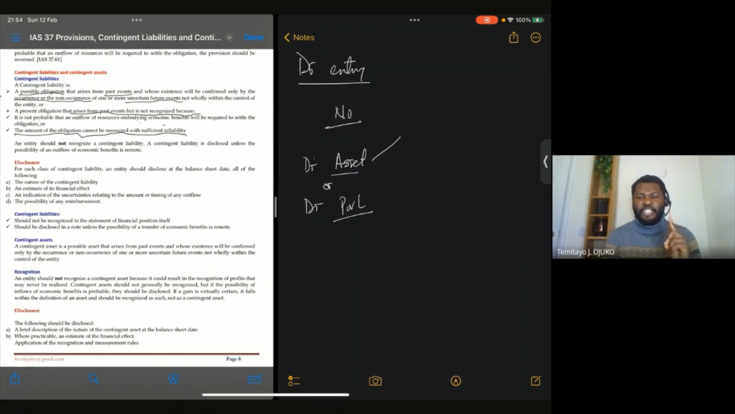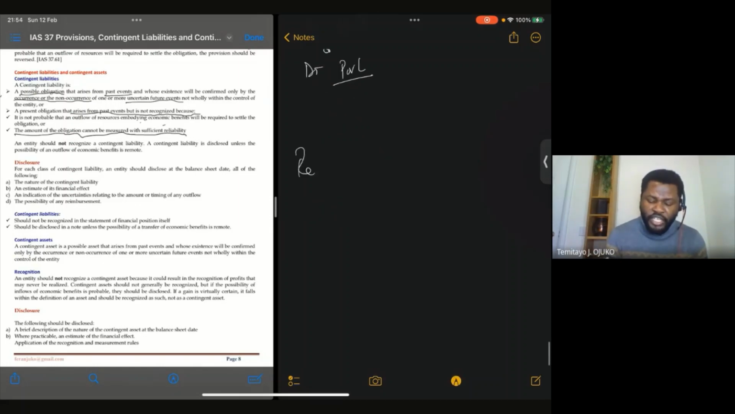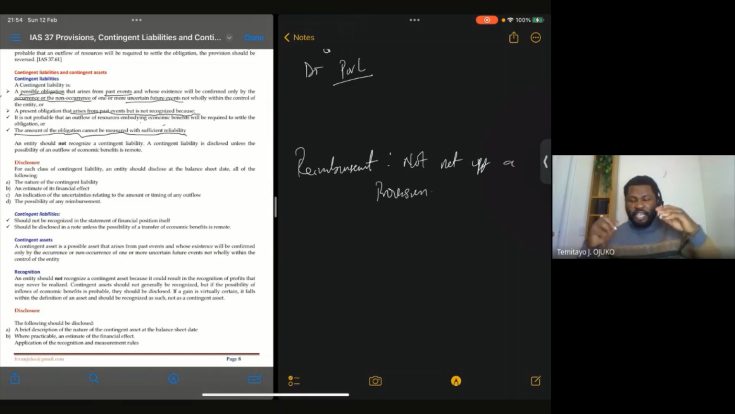The other thing I did not remember to talk about when we were looking at provisions is that, please take note, a reimbursement of a provision should not be used to net off the provision. So we are saying that a reimbursement should be recognized as an asset, while the provision should be recognized as a liability.